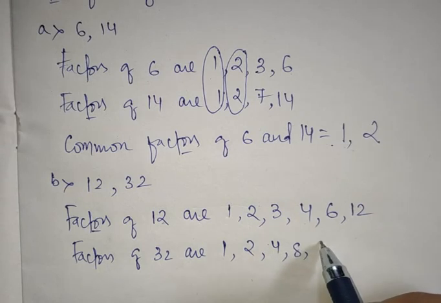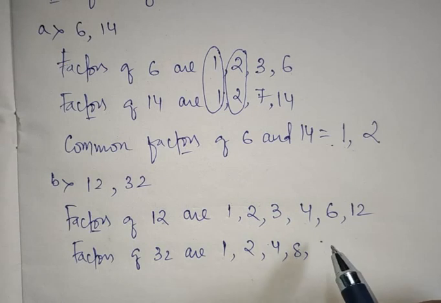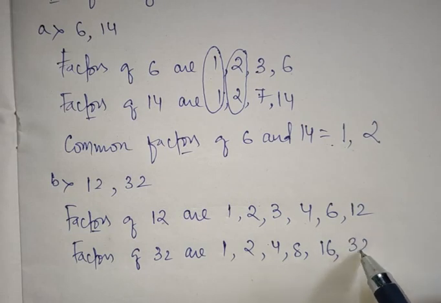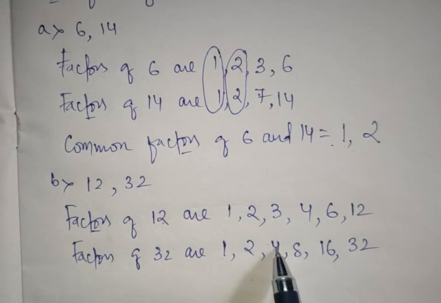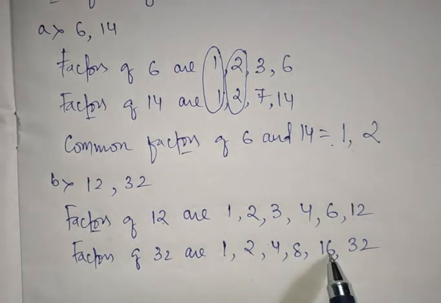Then 9 cannot divide, 10 cannot divide, 11 cannot divide, 12 cannot divide, 13 cannot divide. So directly we proceed to 16 into 2 is 32, and 32 last. So 1 32 is 32, 2 16s are 32, 4 8s are 32, then 8 4s are 32. Then 9, 10, 11, 12 cannot divide, so we directly proceed to 16 2s are 32, then 32 1s are 32.